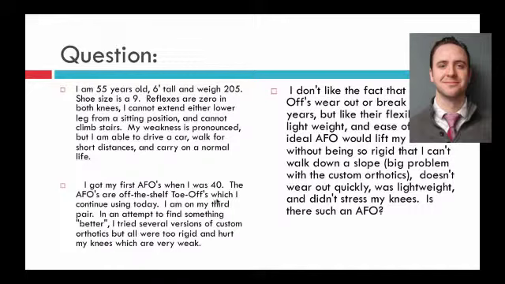This gentleman was upset because his toe-offs were actually breaking every 5 years. He gave quite a bit of history here, and he's walking well on those, or at least from what I can tell. But his concern is that they break every 5 years. I personally feel like 5 years of use of any item that you're using on a daily basis is pretty good, and perhaps using a custom orthotic would help significantly more, or trying one of these other off-the-shelf carbon fiber braces as an alternative. If that big problem with the custom orthotics, lift my foot without being so rigid that I can't walk.